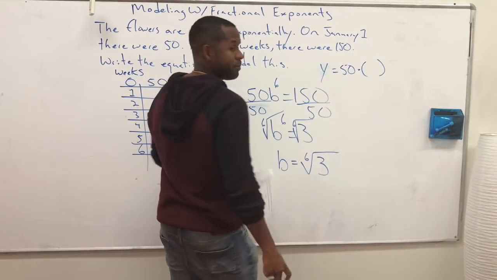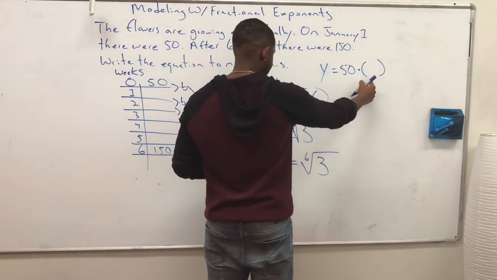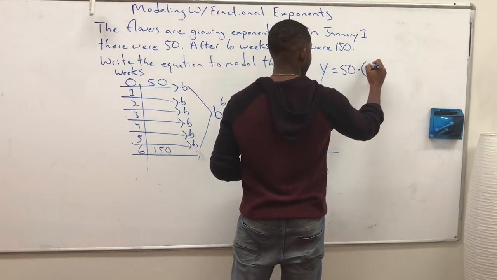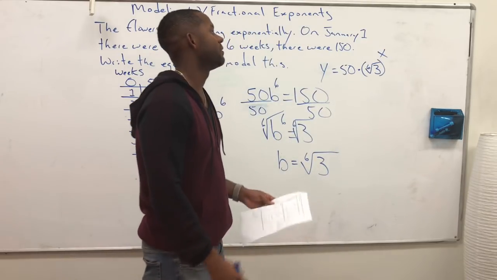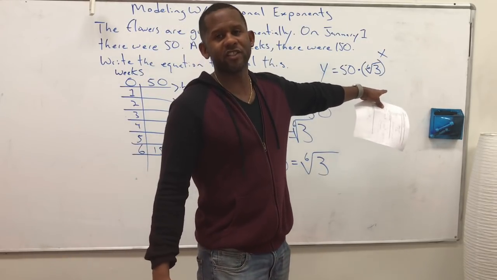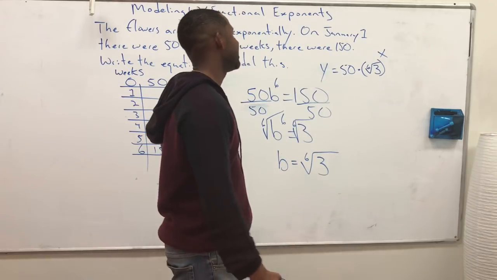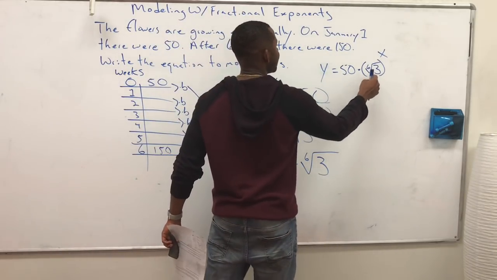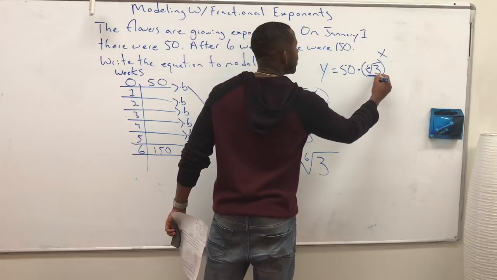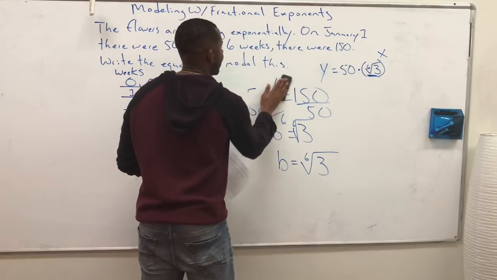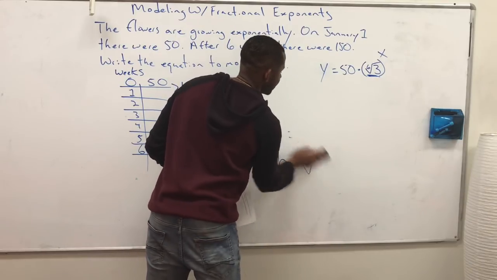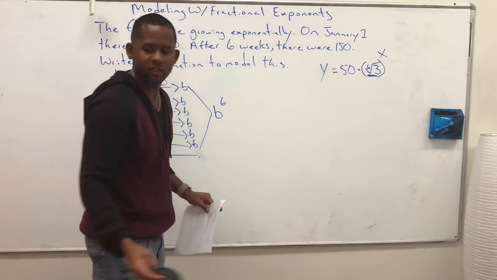So jumping right back in here, I could say B is the 6th root of 3, to the x. This isn't the proper form, though. This is not how you're ever going to see it in math. So we need to show this in a different way. I want to show the 6th root of 3 as an exponential, a fractional exponent.